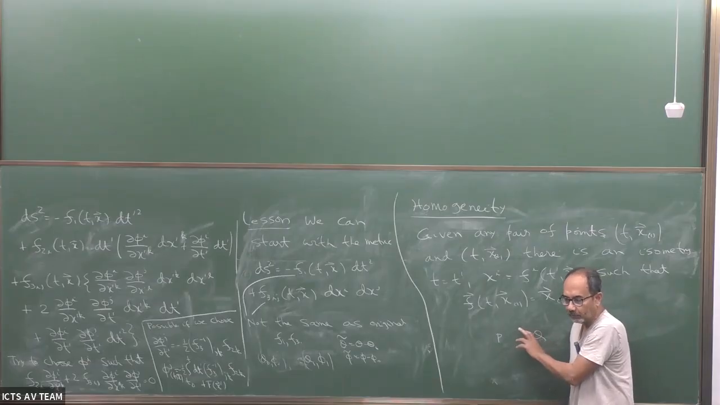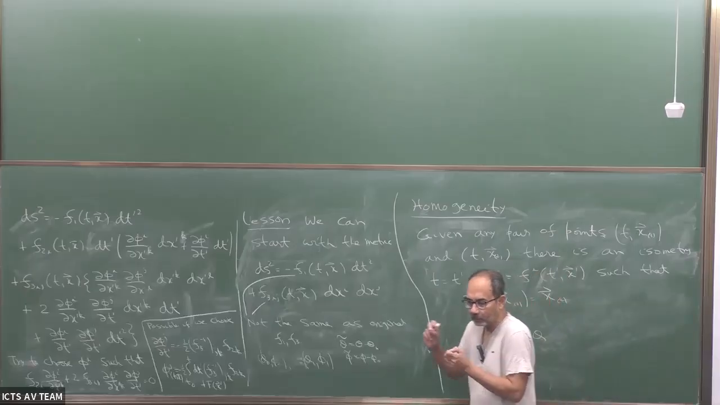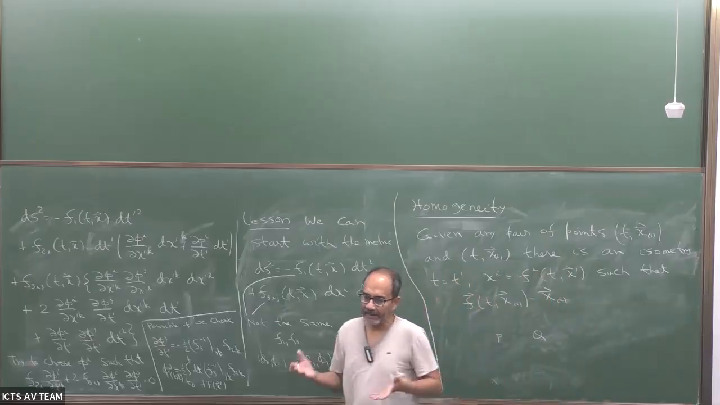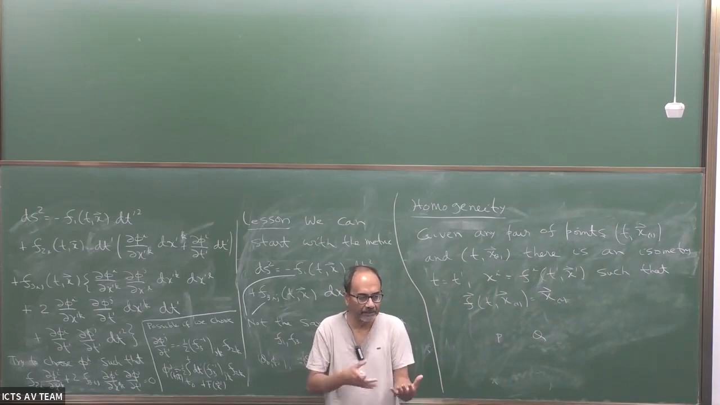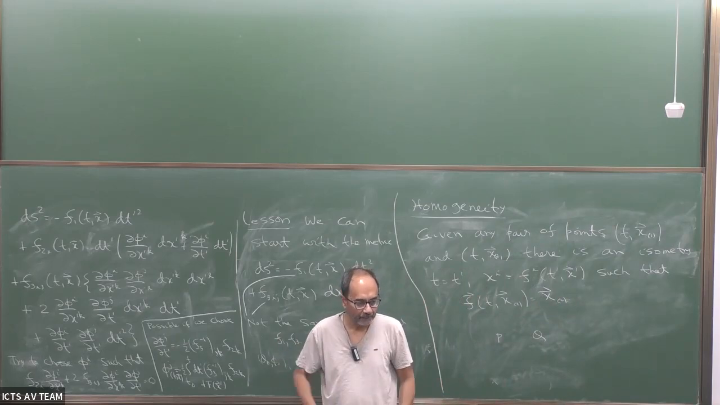That's the sense in which, once you have an isometry that relates the two points, it is clear that the functional form of the metric around one point can be made to look like the functional form around another point by making that isometric transformation.